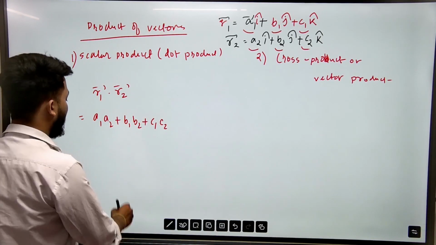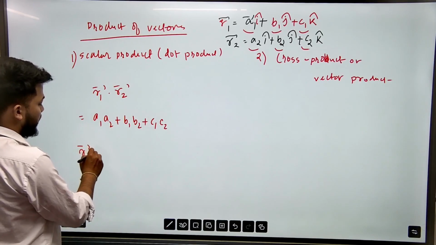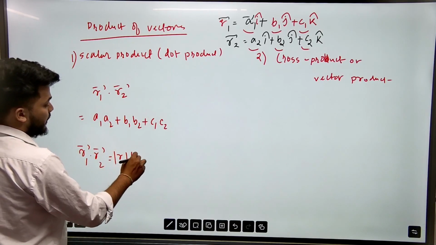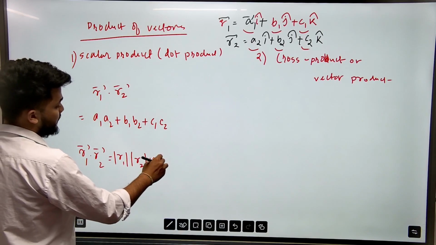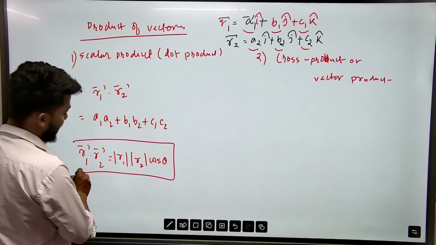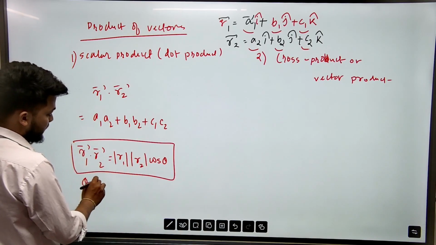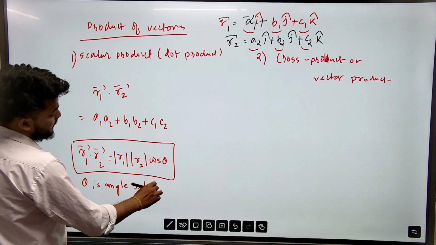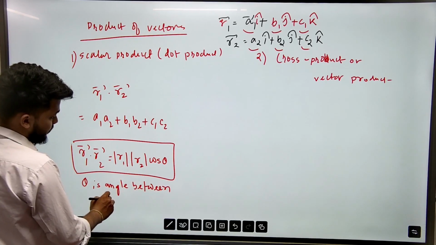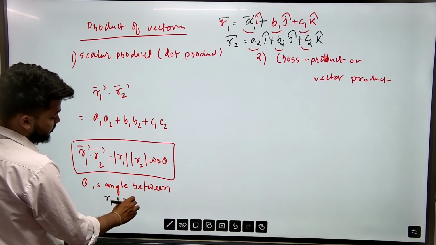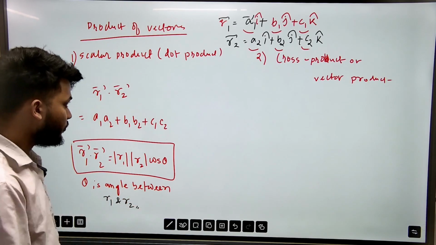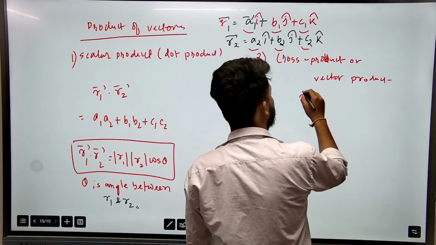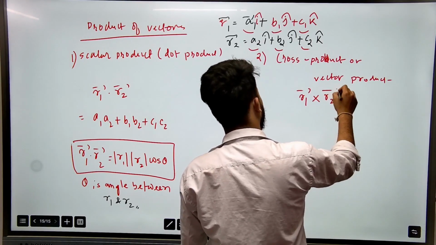Okay. So I can also write the scalar product of vector R1 dot R2 as equal to magnitude of R1, magnitude of R2, cos of angle theta, where theta is denoting the angle between R1 and R2.